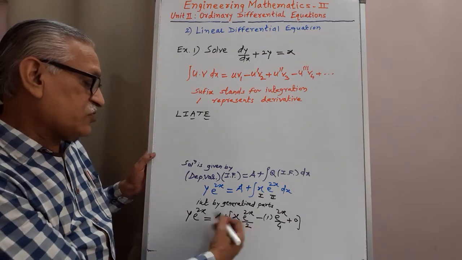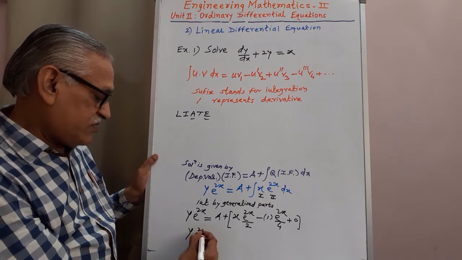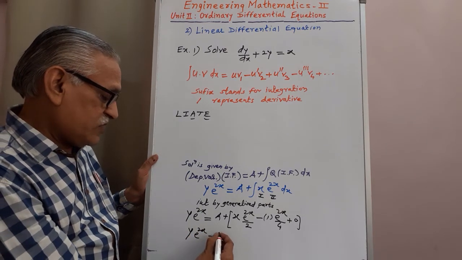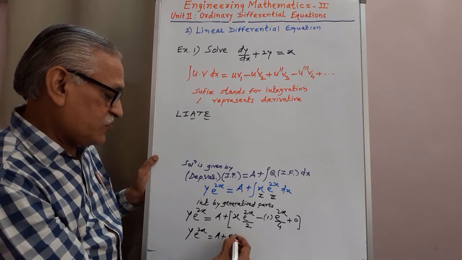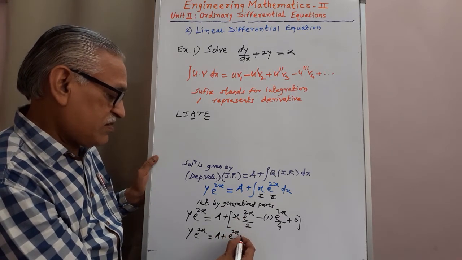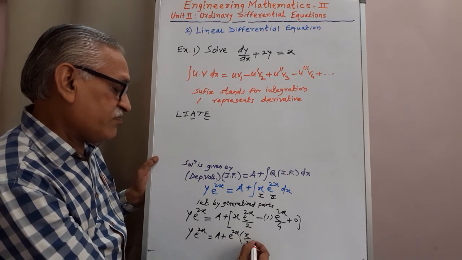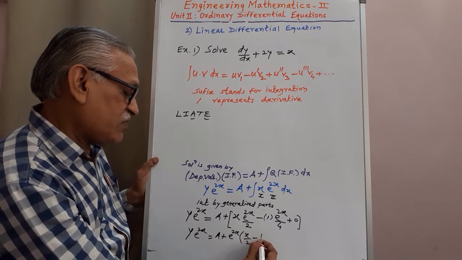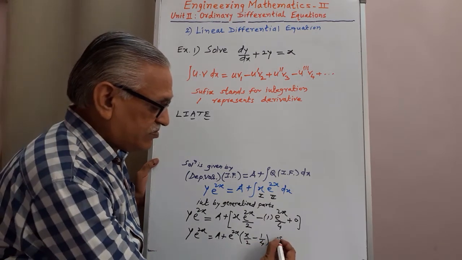We can take e raised to 2x common from this. It is y e raised to 2x is equal to a plus e raised to 2x, we can take common, x by 2 minus 1 by 4, as the required solution.